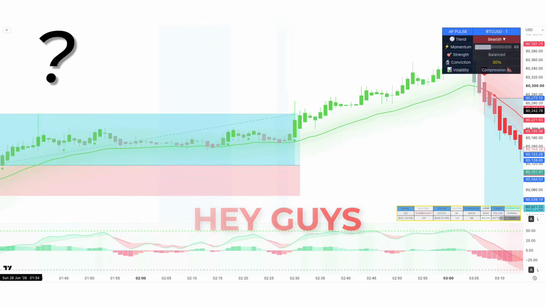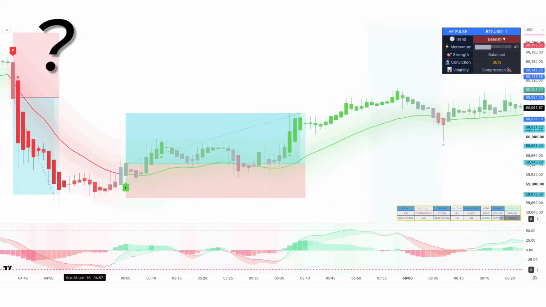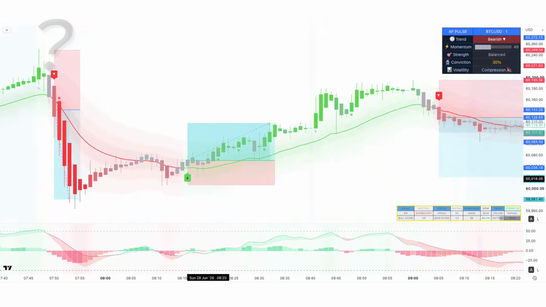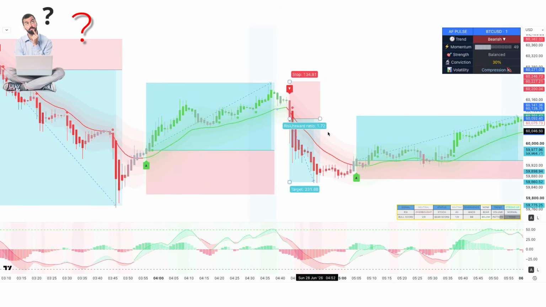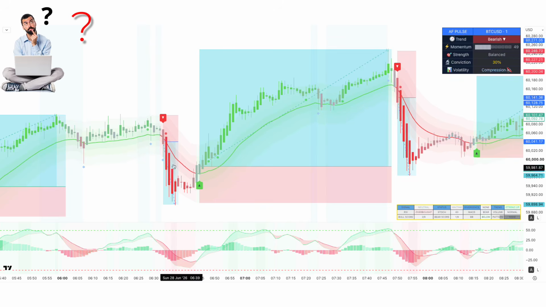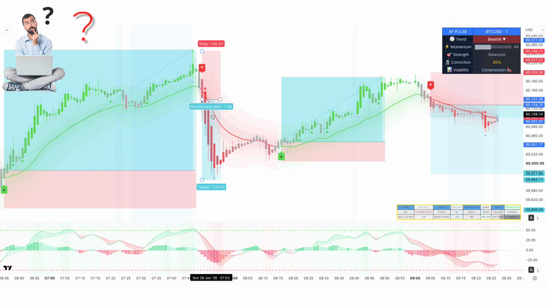Hey guys, have you ever entered a trade only to watch the market reverse just seconds later? It's one of the biggest frustrations every trader faces. But what if you could spot potential trend reversals earlier and make more confident trading decisions?